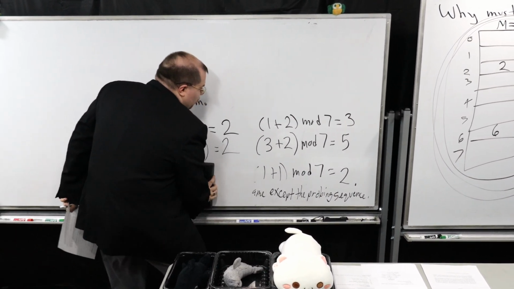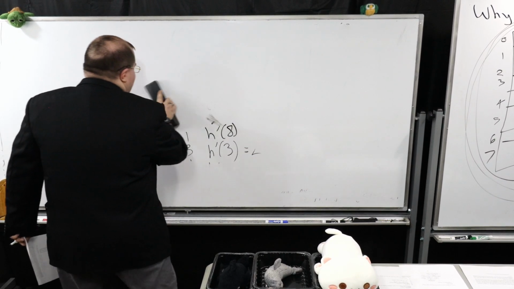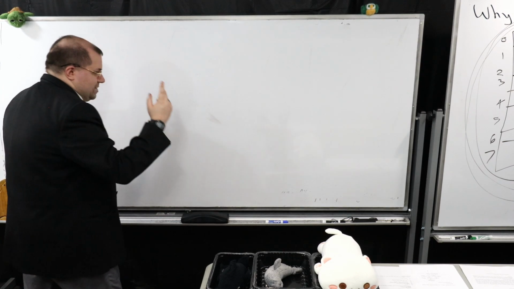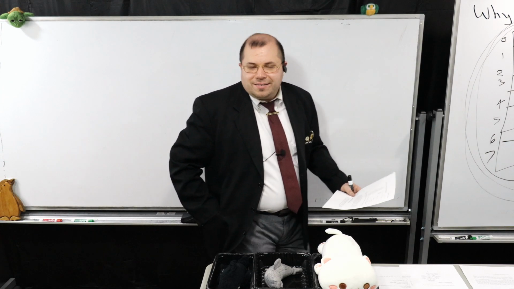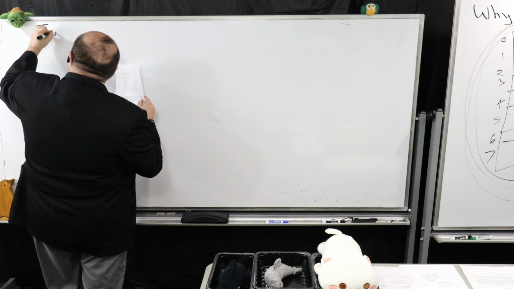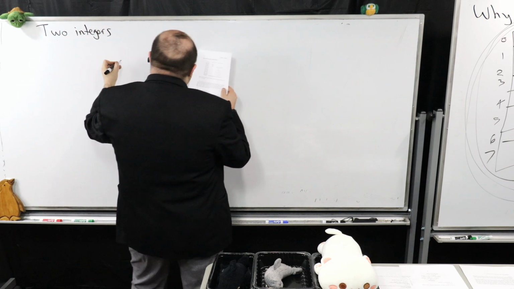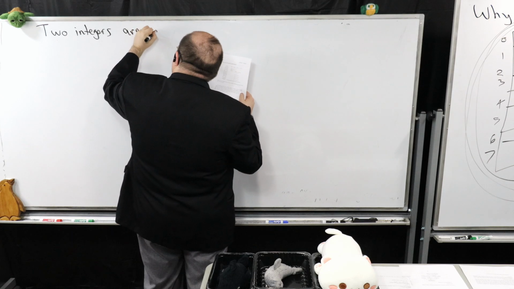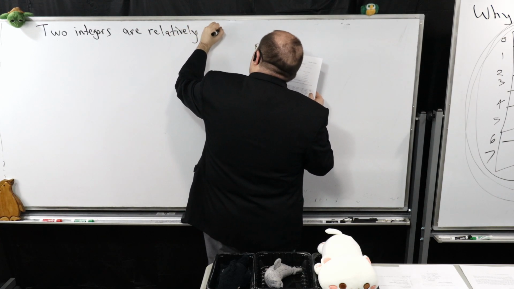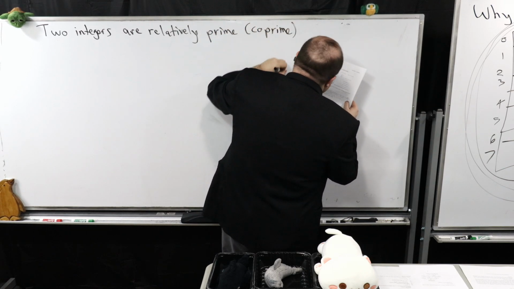Except if it's 1. So the only multiplicative factor, or divisor, is allowed to be 1. We have a special term for this. In fact, there's a couple different terms for this. So we say two integers are relatively prime. Sometimes this is called coprime.